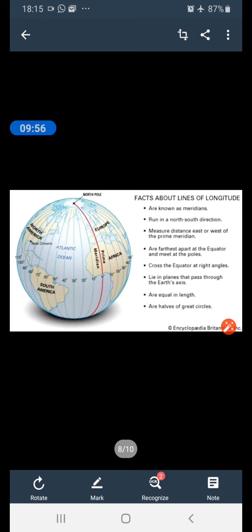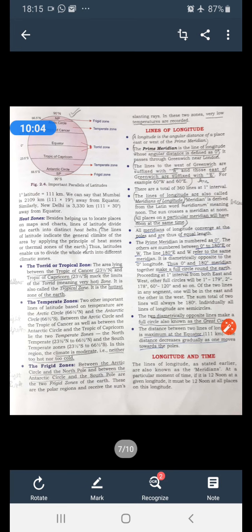All meridians of longitude converge at the poles. You will see they meet at the poles and are of equal length. The prime meridian is numbered as 0 degree. The others are numbered between 0 to 180 degree east or west. Now the 180 degree east and west lines refer to the same meridian.